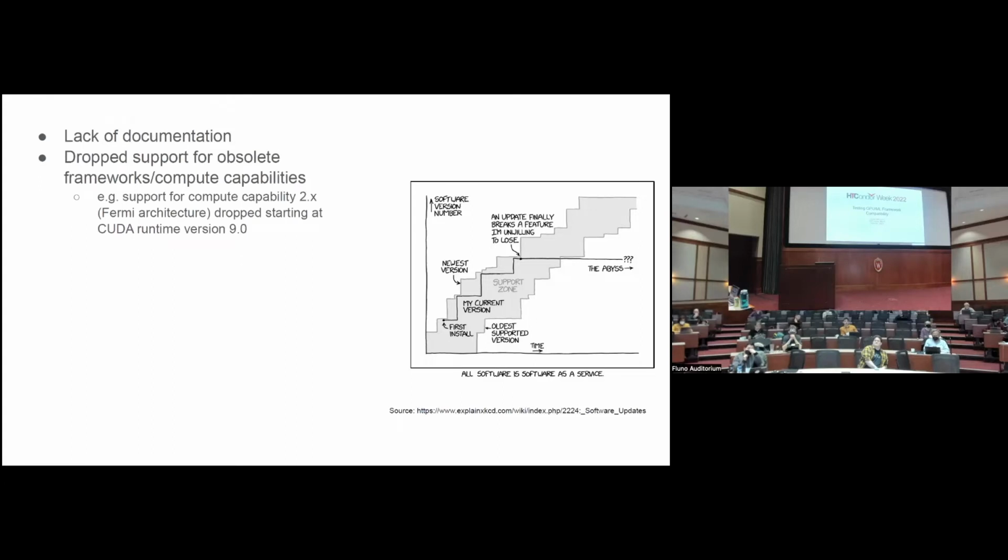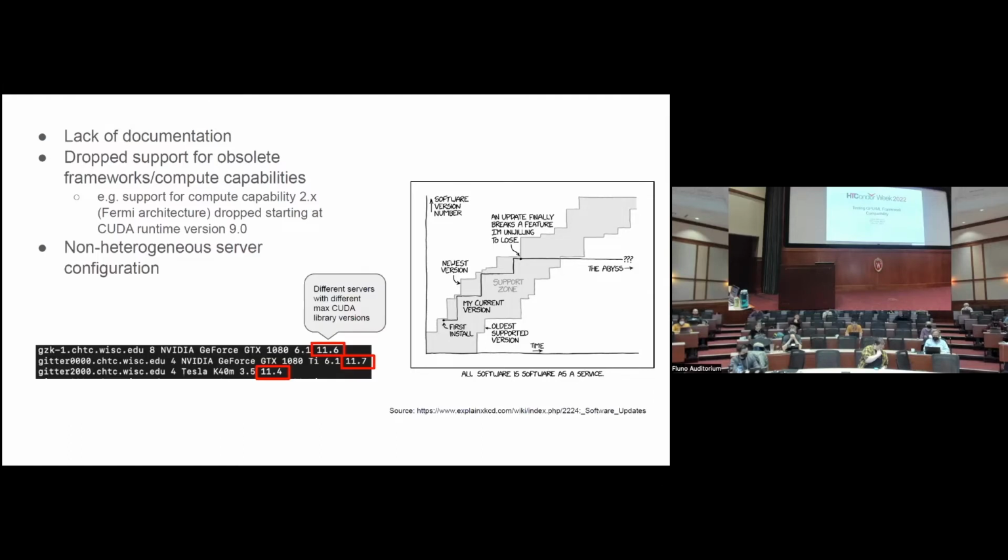The second issue that we run into is as these frameworks and the hardware mature, we've noticed that they've started to drop support for older frameworks and compute capabilities. So for example, after CUDA runtime version 9.0, NVIDIA dropped support for its Fermi architecture, which corresponds to compute capability 2.x, somewhere in that range.